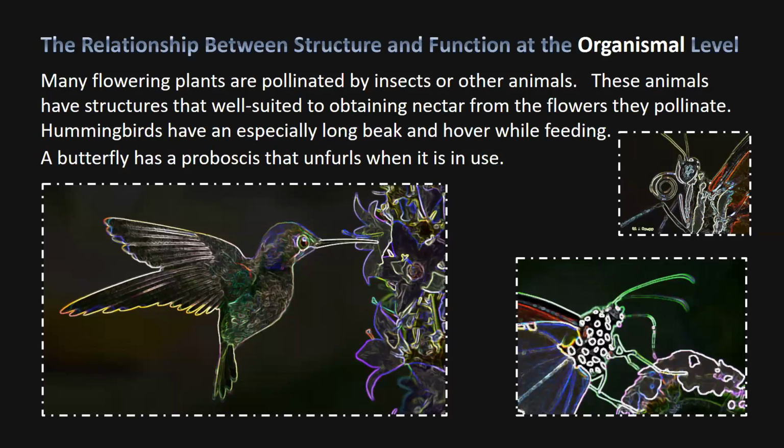Another adaptation that has allowed plants to move from water to land is one that gets the sperm to the ovule without swimming in water. This adaptation is called pollination. Many flowering plants are pollinated by insects or other animals. These animals have structures that make them well suited for obtaining nectar from flowers they pollinate. Hummingbirds have especially long beaks and hover while feeding. A butterfly has a proboscis that unfurls when it is in use.